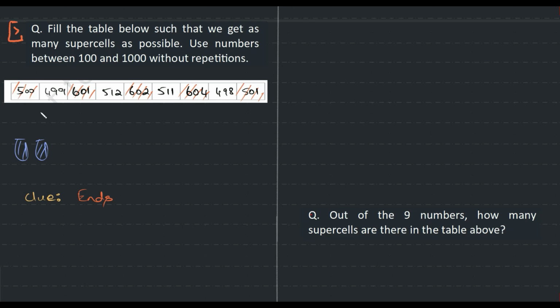So this is what I got. I'm able to think as of now. So 1, 2, 3, 4, 5. Out of 9 numbers, how many supercells are there in the table above? 5. Super.